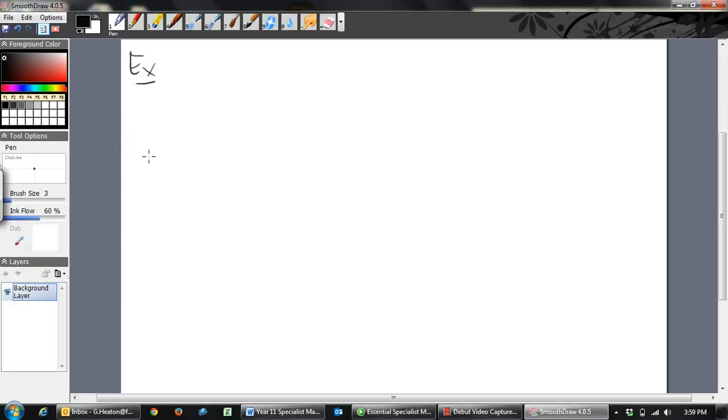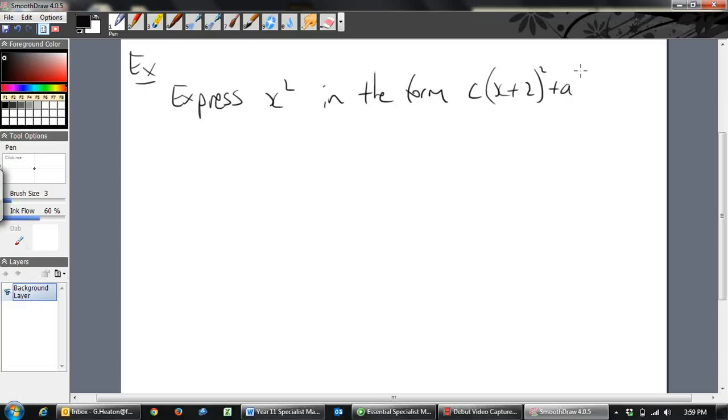Let's do one that's a little bit more complicated. Maybe express x squared in the form c(x plus 2) squared plus a(x plus 2) plus d. Okay, so quite often we're asked to express a certain polynomial in a different form. So let's have a look at it.